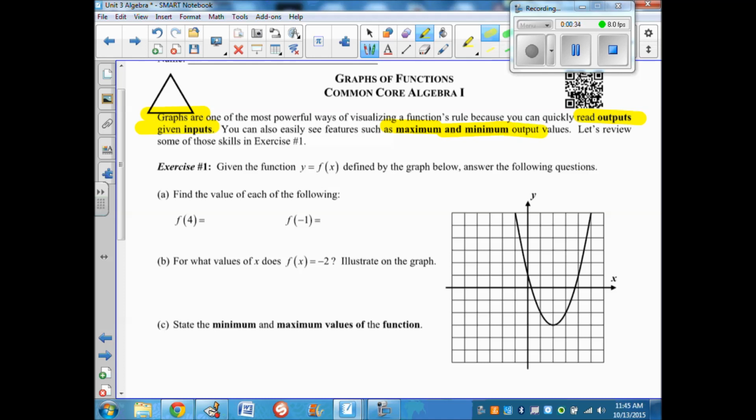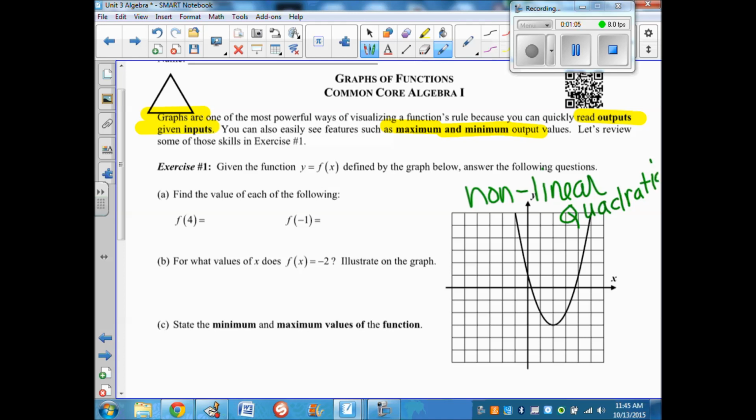So let's take a look at this first function. It says, given the function y equals f of x defined by this graph, answer the following questions. When I look at this particular graph, it's nonlinear. It's not a line. So let's write that word down, nonlinear. Later on in the year, we'll learn more about these nonlinear functions. This is a quadratic function.